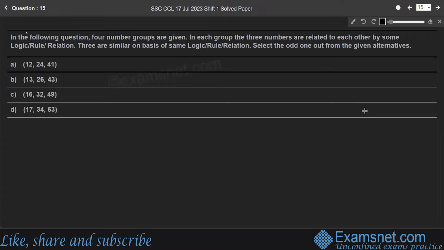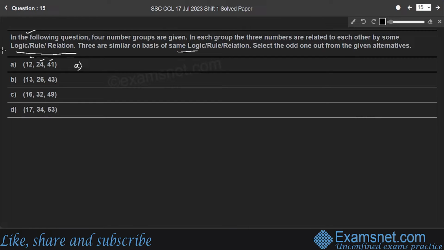Question 15. In the following question, 4 number groups are given. In each group, the 3 numbers are related to each other by some logic, rule, or relation. 3 are similar on the basis of the same logic, rule, or relation. Select the odd one out from the given alternatives. So let us consider first set A, which has 3 numbers, 12, 24, and 41, right?